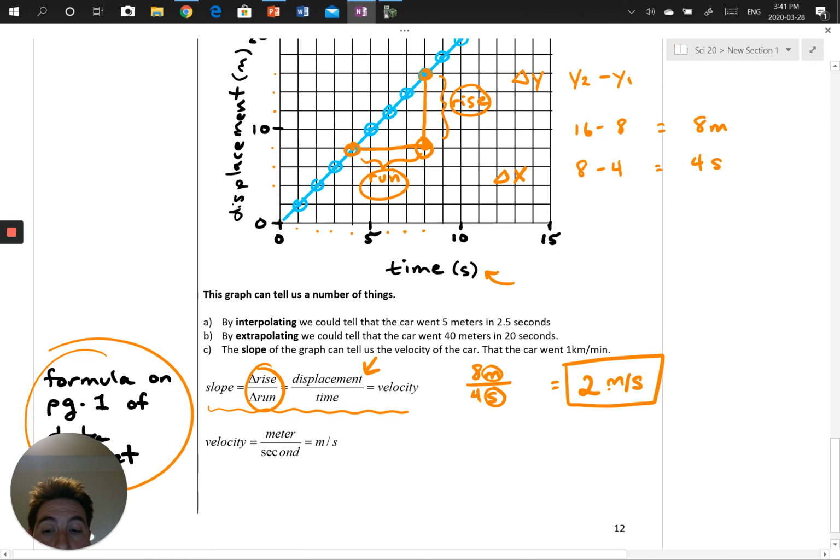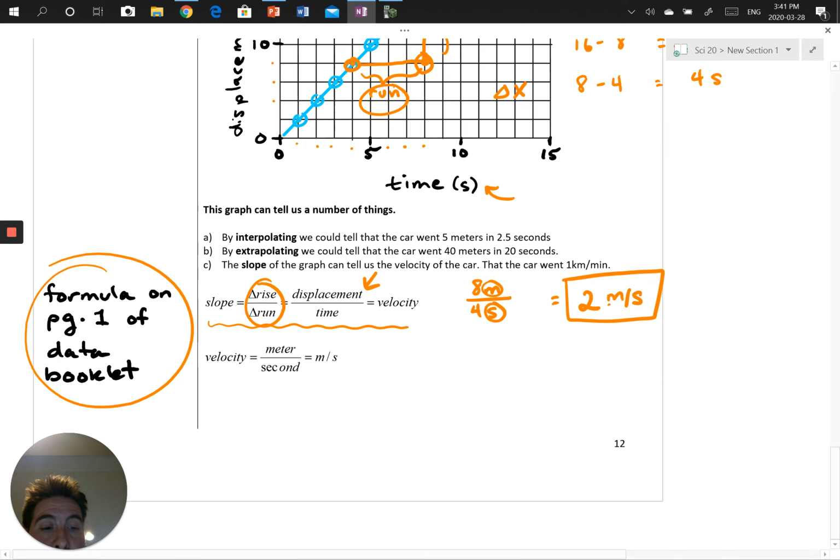Okay. So hopefully that helps you guys out. What I would like you to do is page 13, page 14, and page 15 for practice. And there's also a quiz on Google Classroom that I want you to take care of.